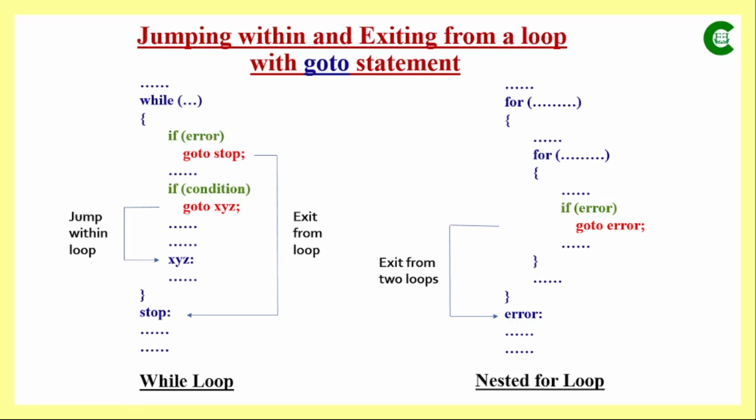The statements in between are skipped. Like exiting from a loop or jumping within the loop, we may have a scenario where we need to skip the following statements and continue with the next iteration. For that we have a provision in the C language, and that is the continue statement. With the help of the continue statement, we can skip the following statements that we have after the continue statement, and we can continue with the next iteration of that loop.